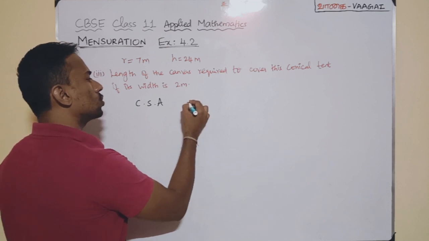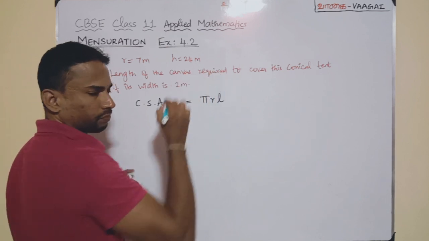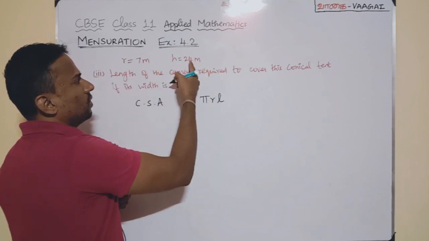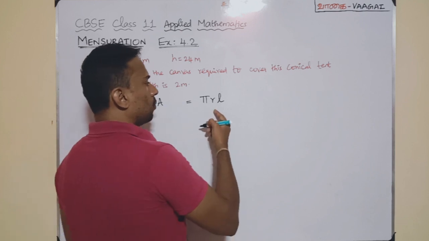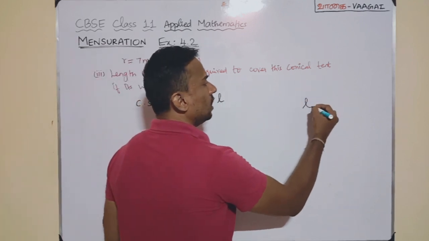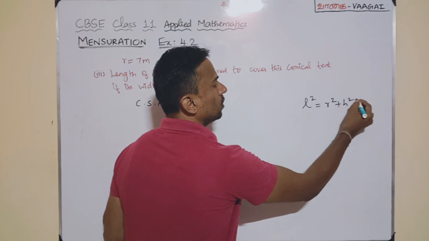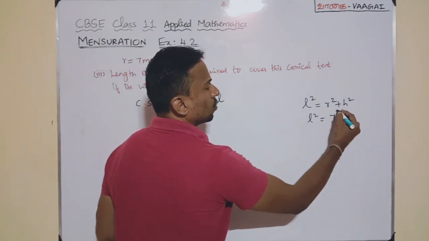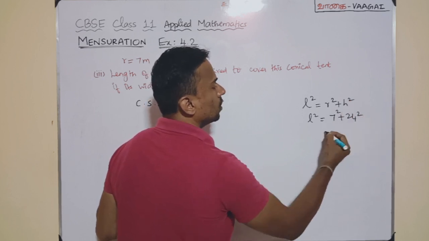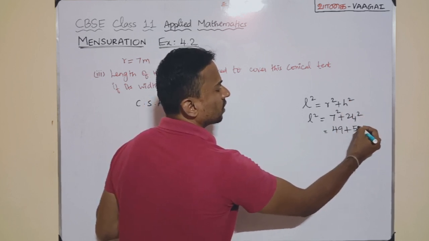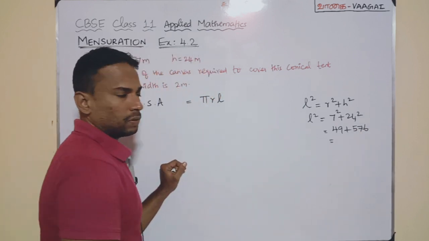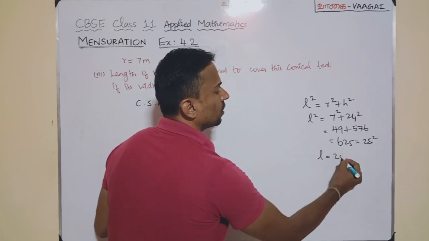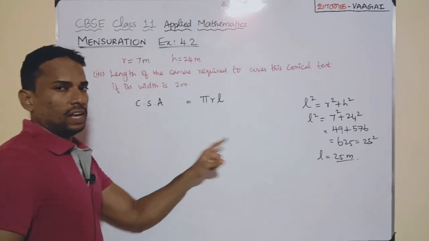CSA of the cone is going to be pi r l. We already got the radius and height of this cone. Radius is 7, height is 24, which means what about the value of l? How can we find the value of l? l square will be nothing but r square plus h square. So l square will be 7 square plus 24 square. So this will be 49 plus 576, which is 625. So l square is 625, which is 25 square. So l will be 25 meters. Okay, so l value is 25 meters.